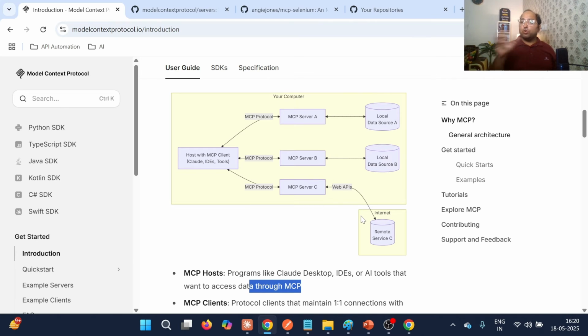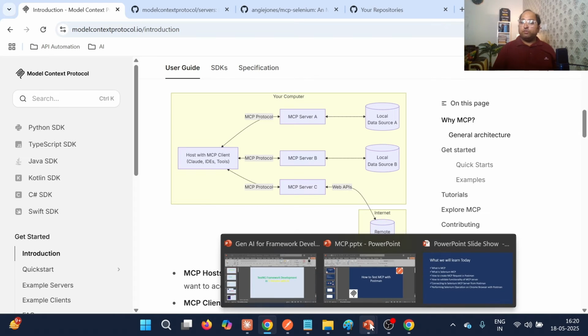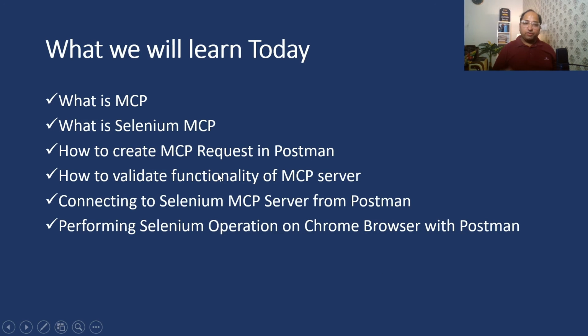Similarly, if we want to talk to the outer world, which is available on the internet, that is also possible. We can have an MCP server and talk to external APIs as well, right? So this is what an MCP server is. What is MCP? It is a client-server architecture where we have a client which wants to talk to data sources, and that is possible with the help of an MCP server, right?